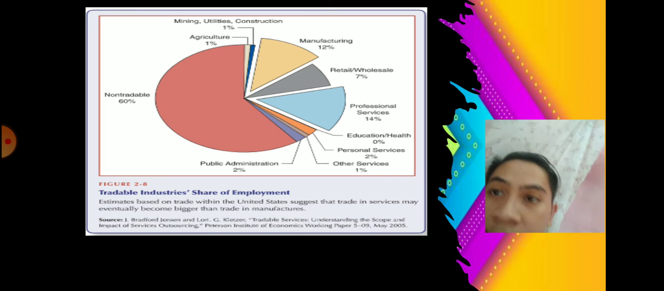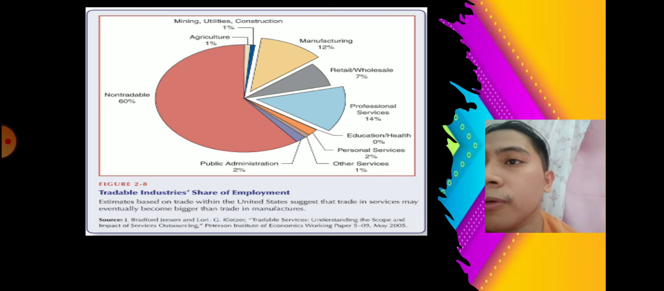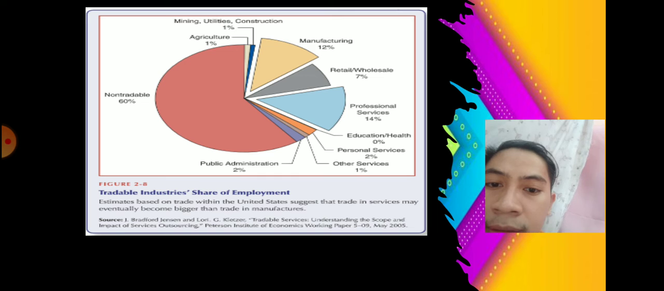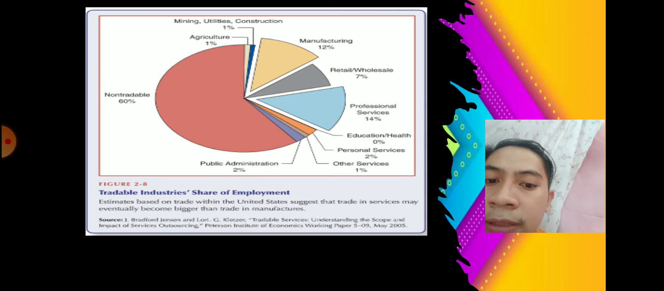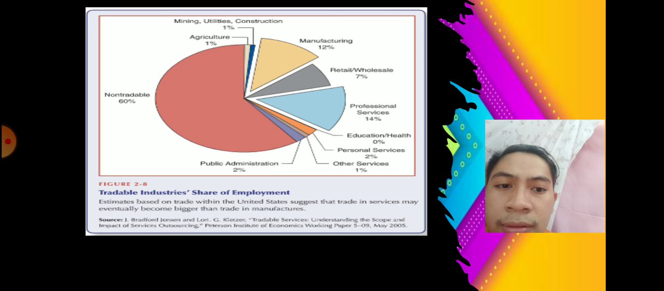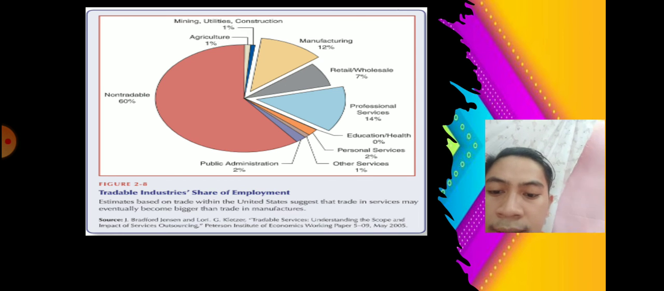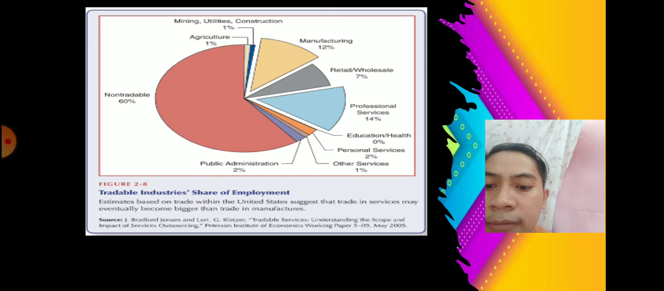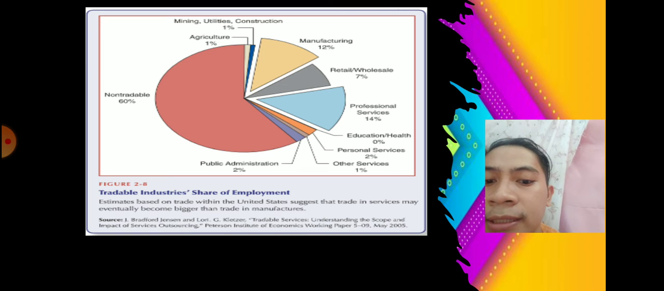So first, mining, utilities, construction, agriculture, manufacturing 12%, retail, wholesale 7%, professional services 14%, education, health, other services 1%, public administration 2%. It is just an estimate based on this graph. Estimates based on trade within the United States suggest that trade in services may eventually become bigger than trade in manufactures.